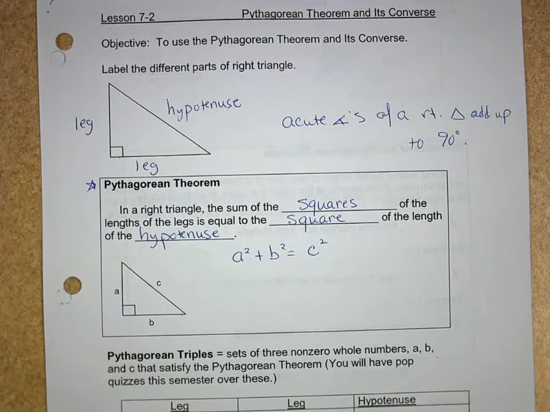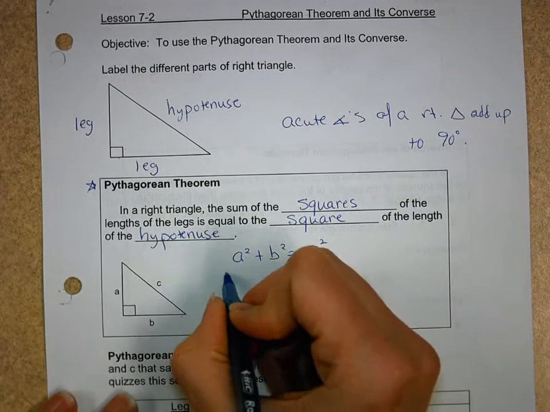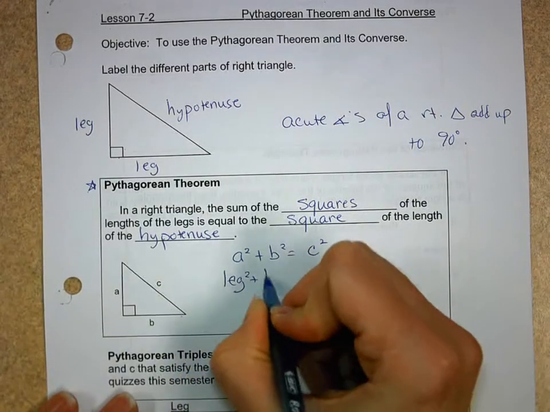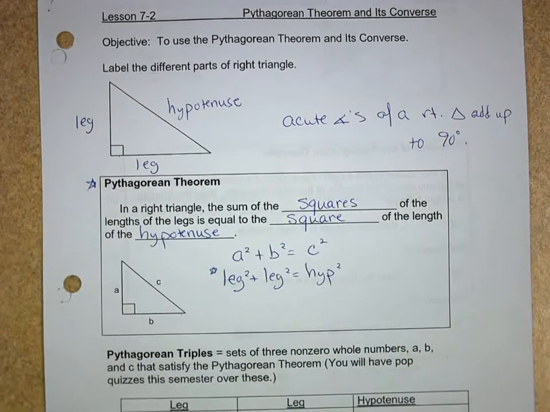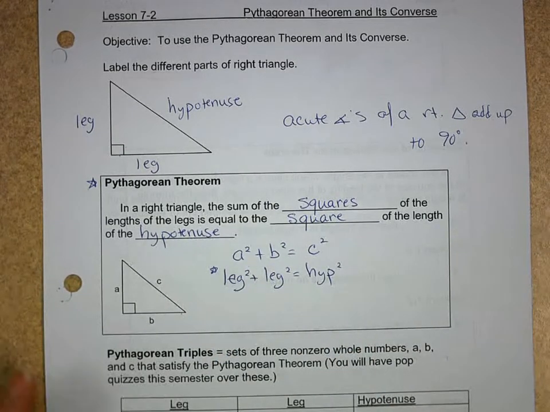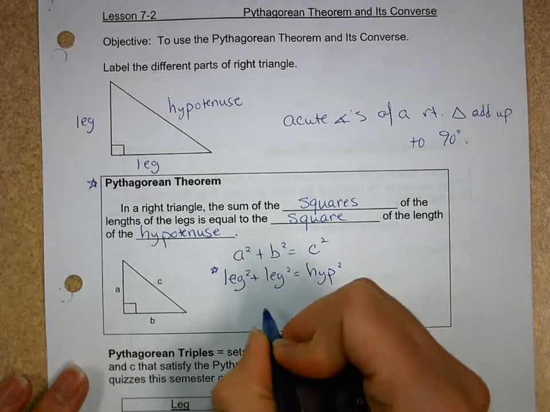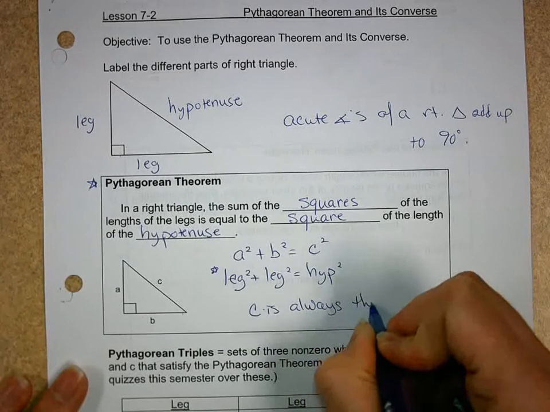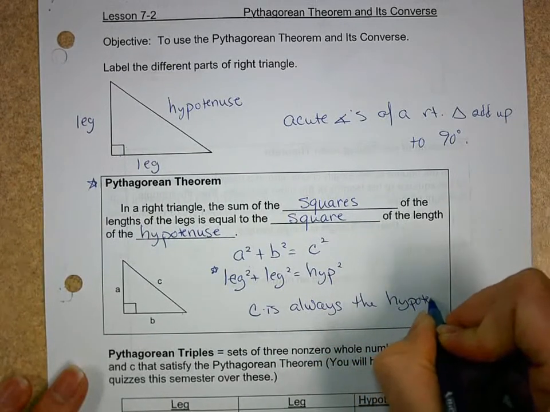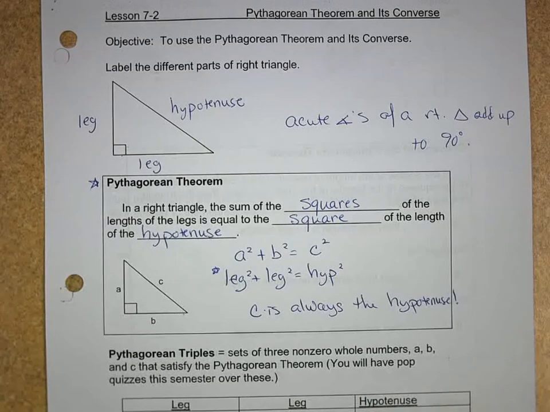Now here's my thing about saying that. What do a, b, and c mean? If you have a, b, and c, you don't always know what it does. People just always assume the missing one's c. Well, that's not really the case. So what I want you to think about is leg squared plus leg squared equals hypotenuse squared. And so you should always be able to keep that. But if you decide to use a squared plus b squared equals c squared, remember c is always the hypotenuse, not the missing one. So we always want to keep that in mind.